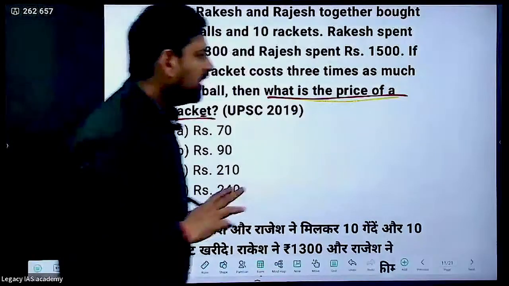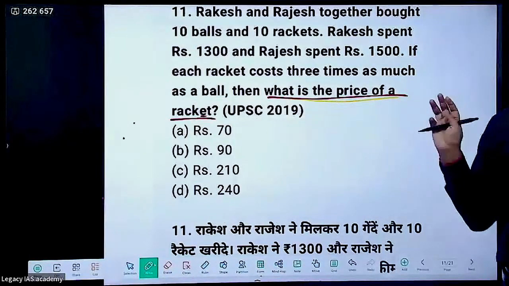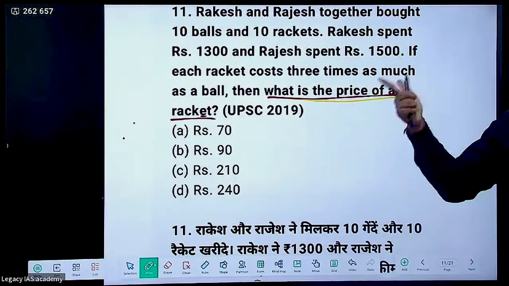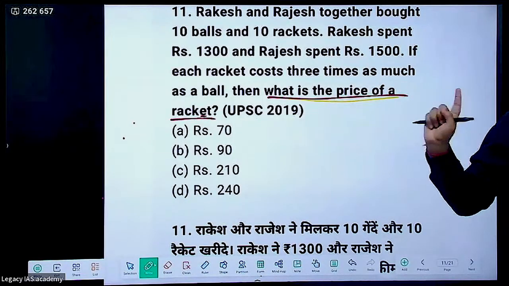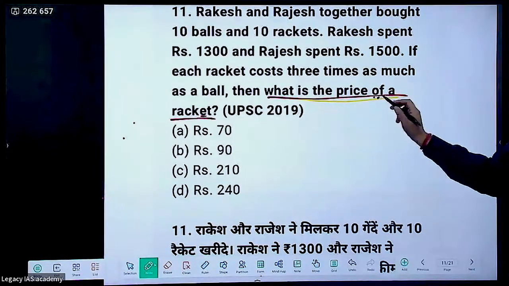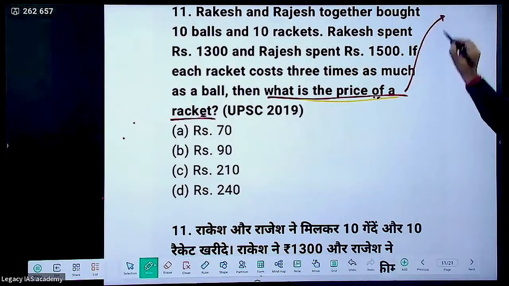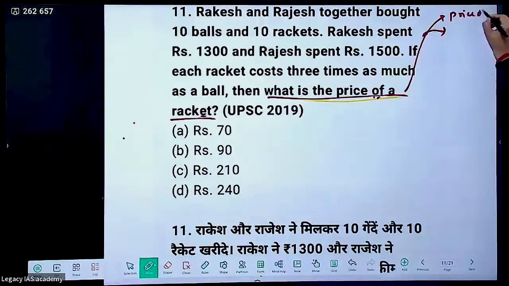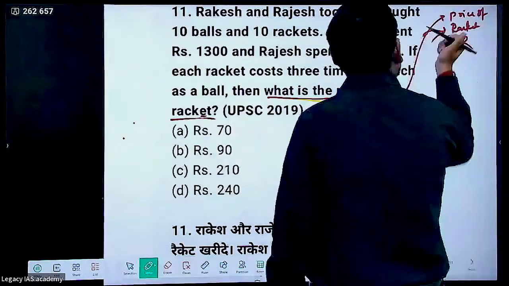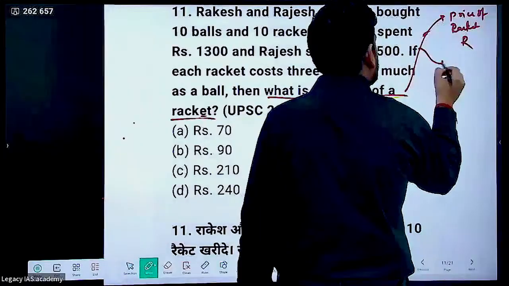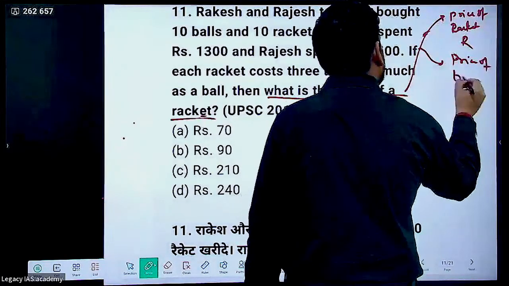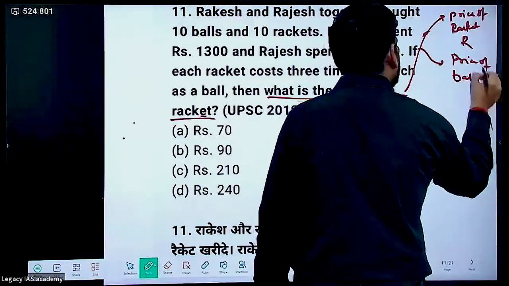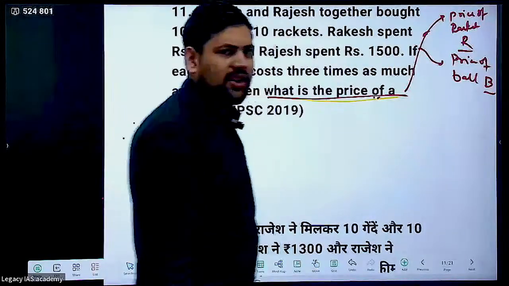So very clearly, there are two variables here. Correct? Price of a ball, price of a racket. Ultimately, the price of a racket is asked. That means the two variables you should take are the price of a racket, let it be R, and the price of a ball, let it be B.